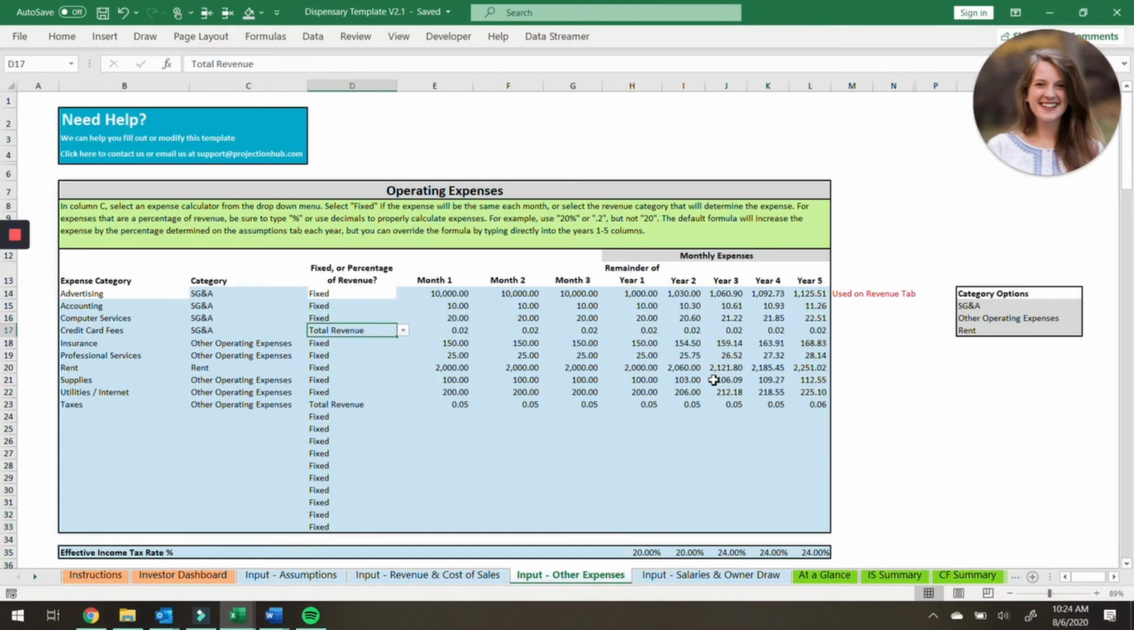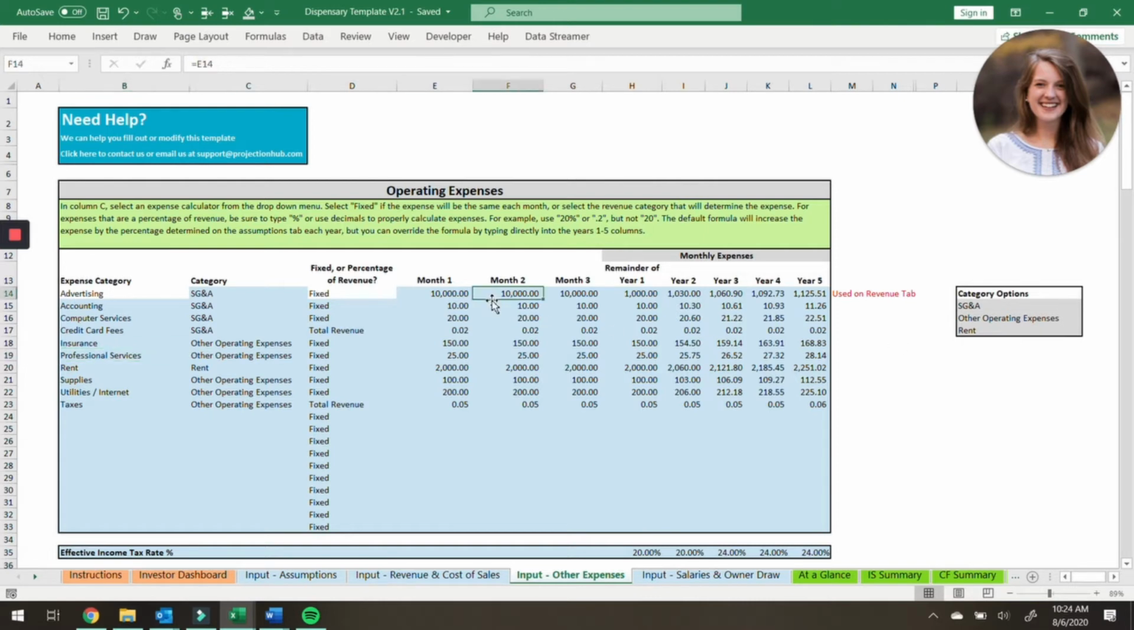And the other way would be total revenue. So right now, credit card fees is being calculated as 2% of total revenue. That's the 0.02. Because credit card fees are going to totally depend on the amount of revenue that you have. Taxes as well might be a percentage of revenue, as you can see on here. You can select the product category here, which is going to be used only on the investor dashboard, and you can see your options here for the categories.